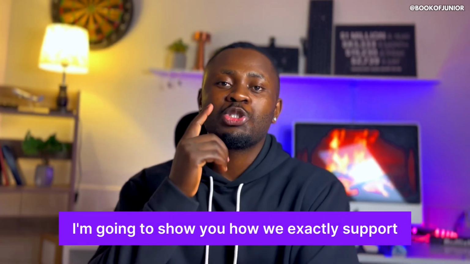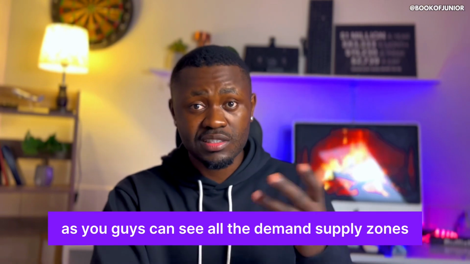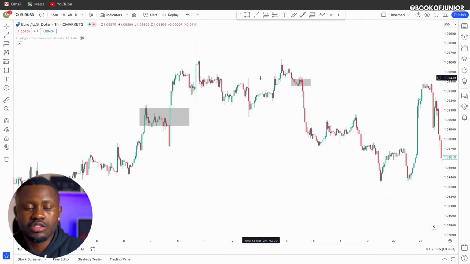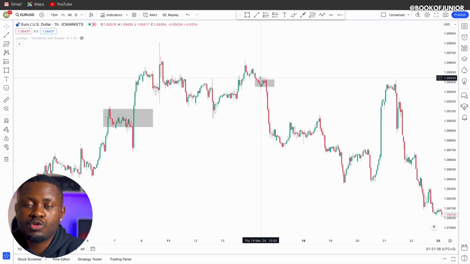Now I'm going to show you how we exactly spot demand and supply zones to get trades. So I'm going to be backtesting off the Euro USD trades so that you guys can see all the demand and supply zones. Now I'm just going to scroll through. So basically, traders, what we are looking for when we are talking about supply, we just want to see aggressive selling. So aggressive selling, we want to look for 3 big candles.